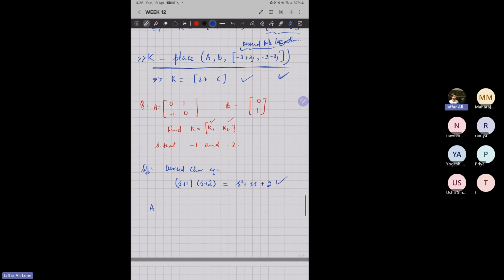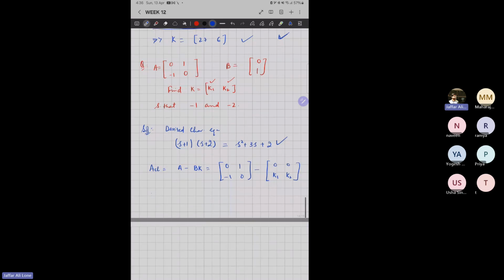Now let's find ACL. ACL is A minus BK. My A is [0, 1; -1, 0], and my B is [0; 1], so BK will be [0, 0; K1, K2]. So when you solve it, your ACL will be [0, 1; -1 - K1, -K2].